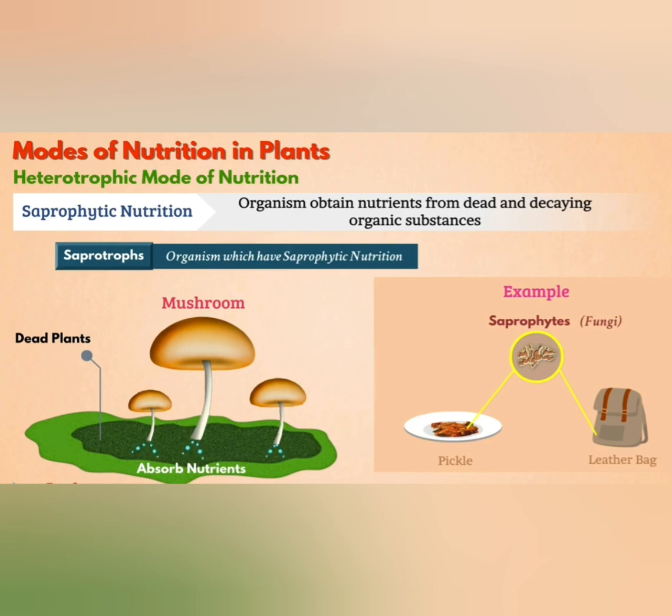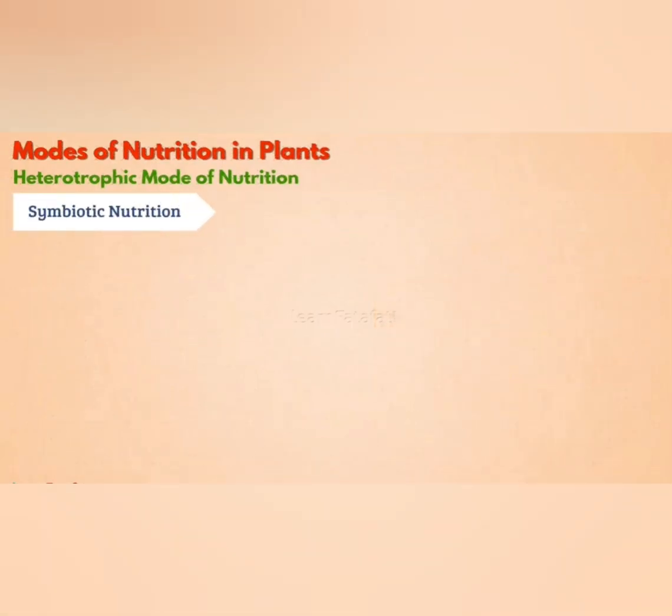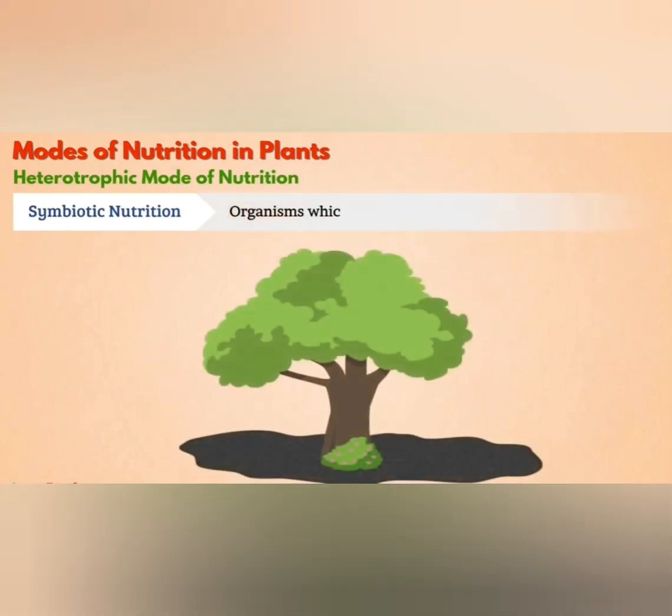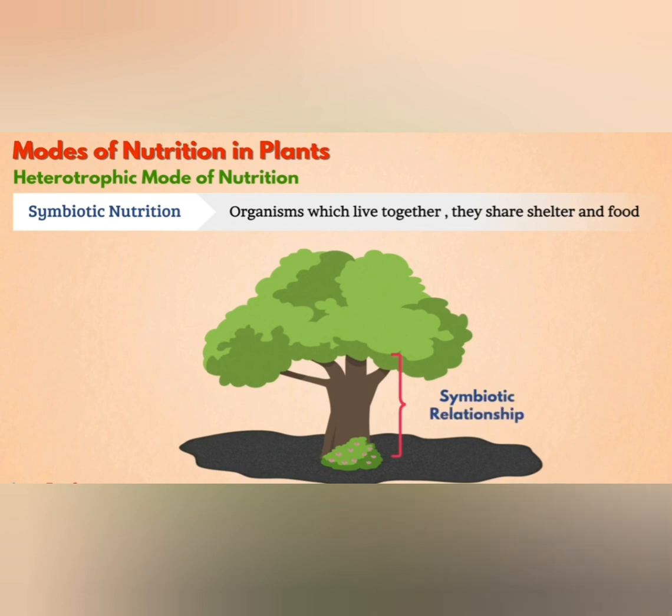Now let us discuss further the next type of mode of nutrition, that is the symbiotic mode of nutrition. Organisms which live together like friends share shelter and food. So in this type of nutrition, the organisms live like friends. In science, we call such a relationship a symbiotic relationship.